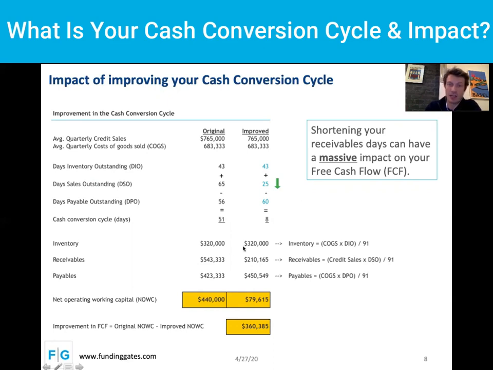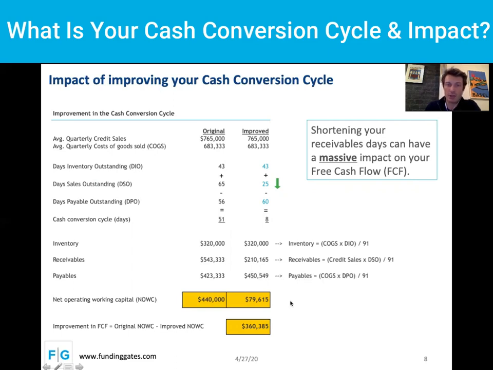And so basically, the inventory stayed the same. Payables volume, it improved, right? Because you were able to increase your days payable outstanding by a couple of days. So rearranging your payables formula like such, where you take your cost of goods sold multiplied by your new days payable outstanding divided by 91 days, that gives you your new payables volume.